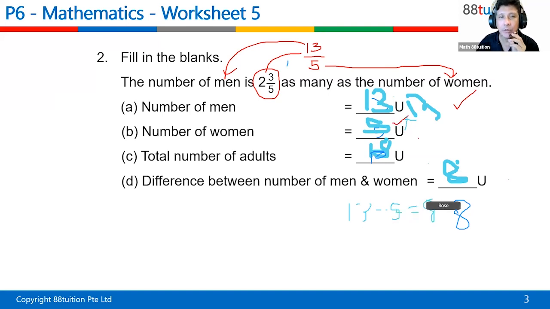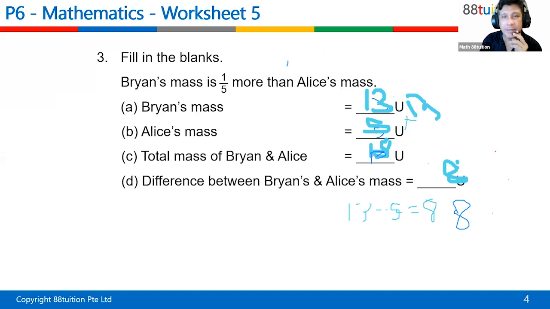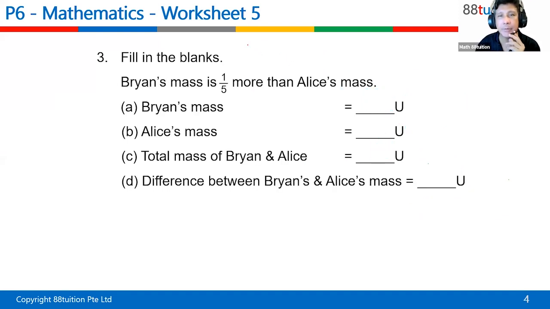As a result, your total number of adults in terms of units, you have to add the 13 and the 5. You should get 18 units. Then what about the difference between men and women? Men 13 units, women 5 units, you subtract. So 13 units minus 5 units, you get 8 units. All right, all these are correct. Good job, children. So you all know how to do it, then we can move on.